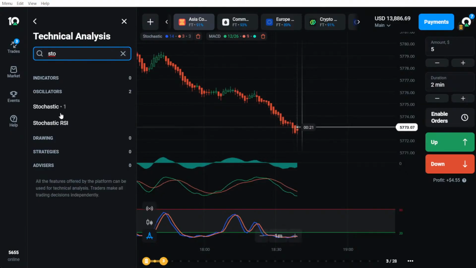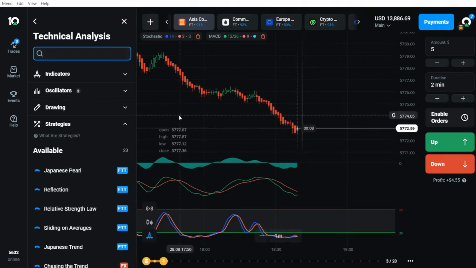So guys, you can see that there are two stochastic indicators. The first one is the normal one, the second one is with the RSI. So we will opt for the stochastic normal. I'll click on that one, and that will be applied. The same I'll do with the MACD also. So this is how you can apply it manually, and then you can save it.